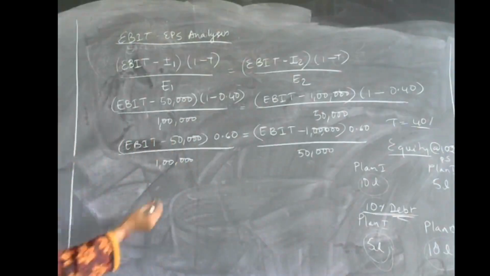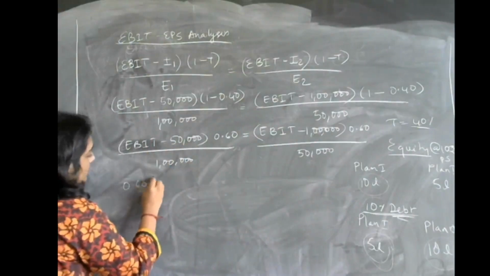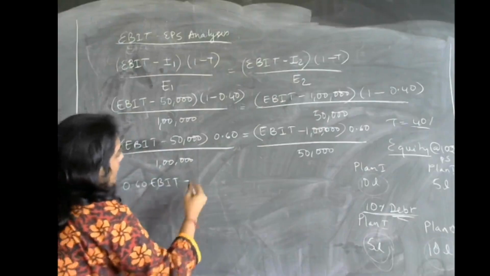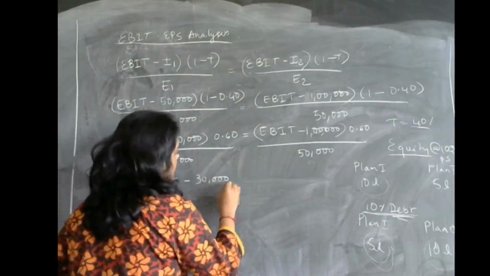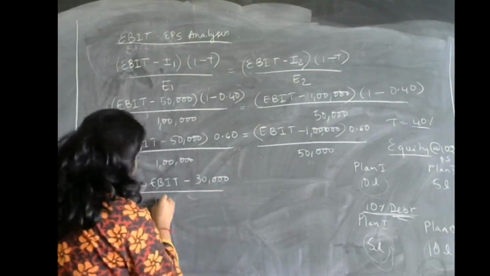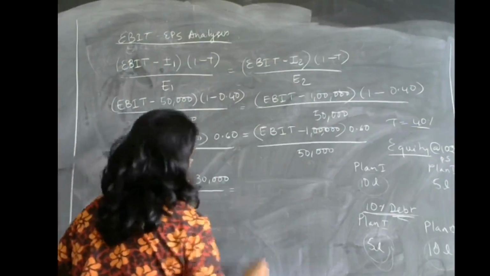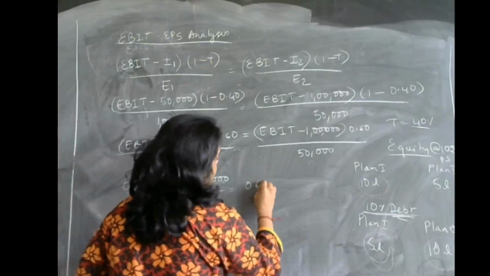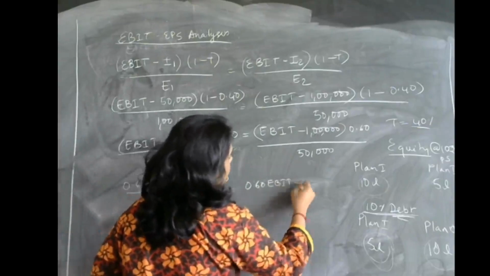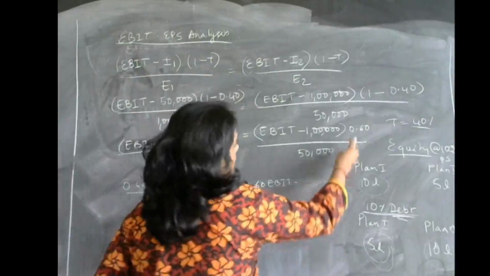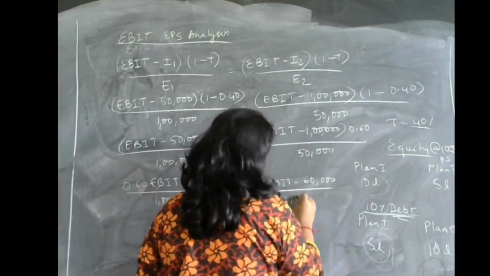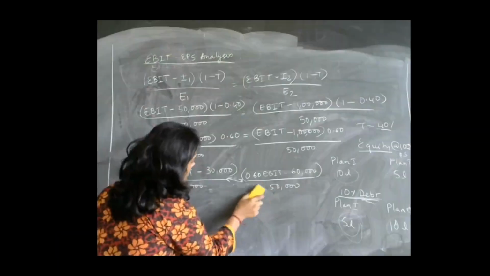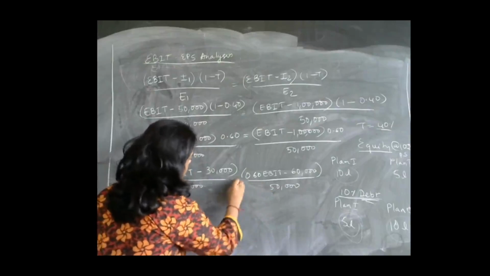So now let us open the brackets and multiply this inside. So we will get 0.60 EBIT minus 50,000 into 0.60, it will come to 30,000. The whole divided by 1 lakh. 0.60 EBIT minus 1 lakh into 0.60, it is coming to 60,000. 50,000. The simple way to go about with this.